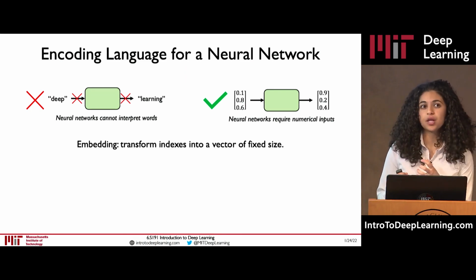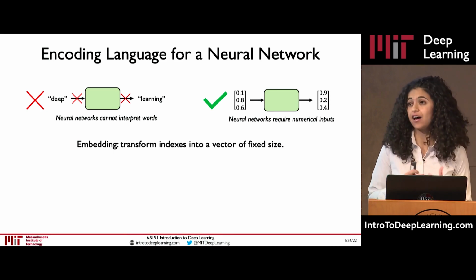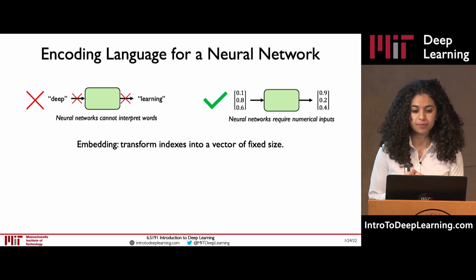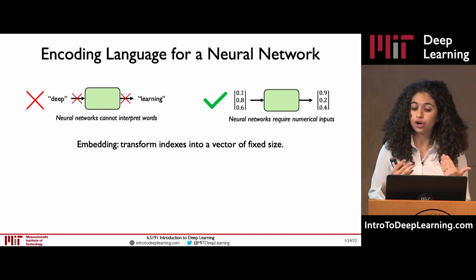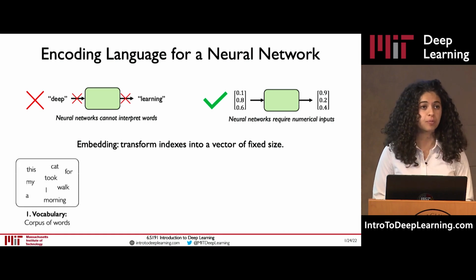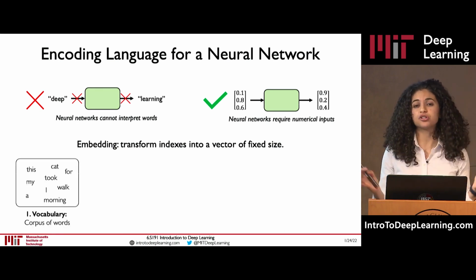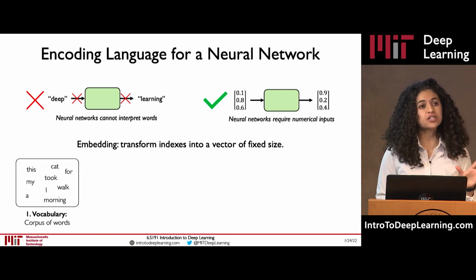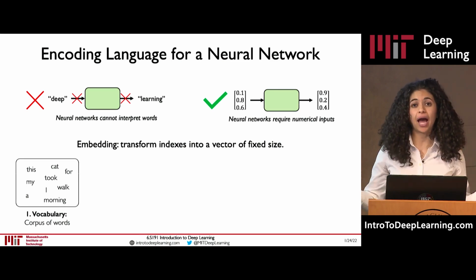And the idea is that we're going to transform a set of indices, which effectively are just identifiers for objects, into some vector of fixed size. So let's think through how this embedding operation could work for language data. For example, for this sequence that we've been considering, right? We want to be able to map any word that could appear in our body of language, our corpus, into a fixed-sized vector. And so the first step to doing this is to think about the vocabulary, right?